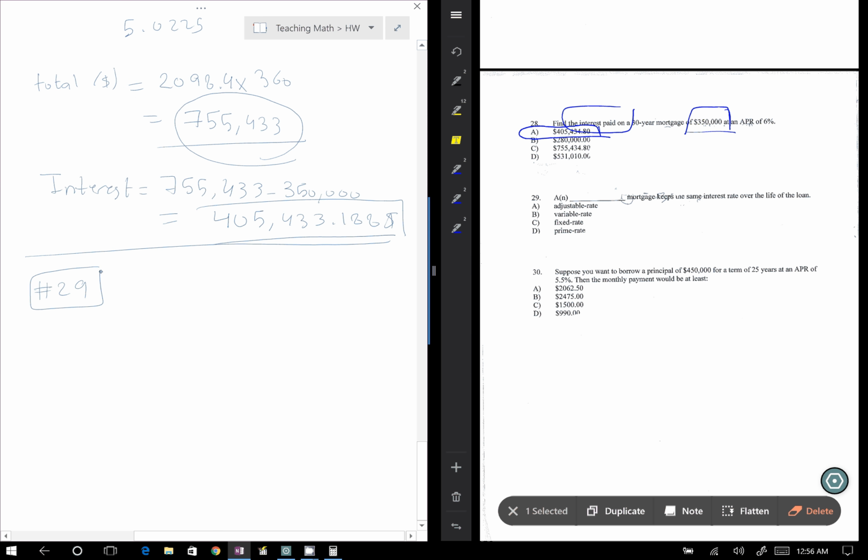29. A blank mortgage keeps the same interest rate over the life of the loan. So keeps the same interest rate. That's a fixed rate mortgage, because a variable rate, basically, from the name, it changes. So that was easy.